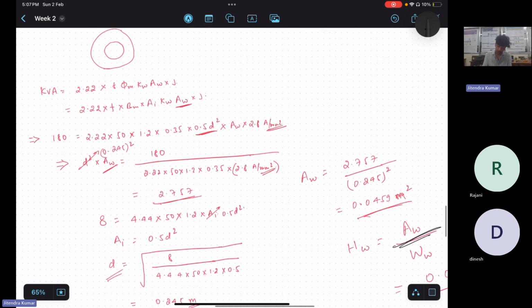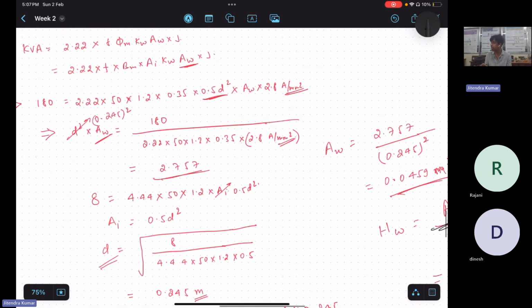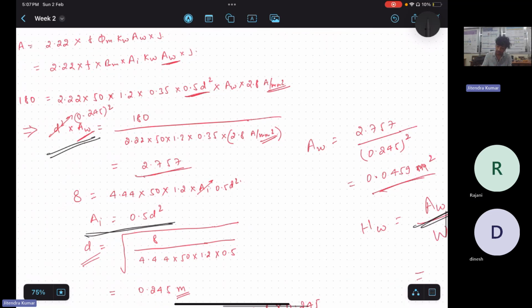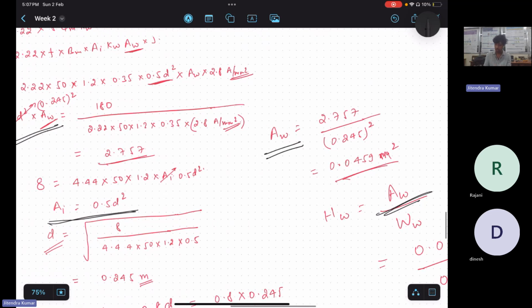Okay. Now, another equation. You are following till now? Yes, sir. Okay. Now we had another equation that area of iron is 0.5 d square. So from here, we calculated d and we again plugged in this equation of kVA and we finally got the value of area of window. I hope you are here with me.